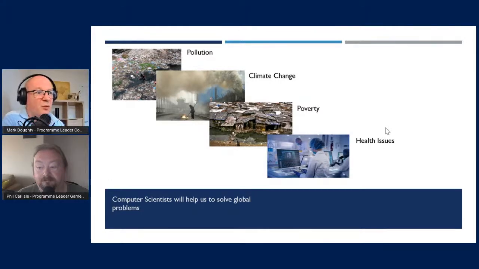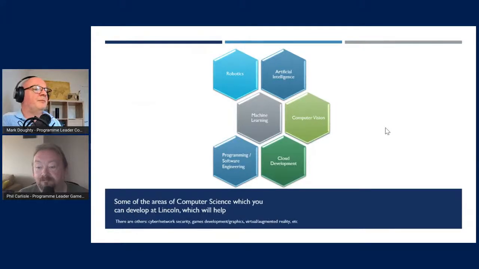There are many different ways that computer science can contribute, even in small ways, to solutions to these major problems. So the discipline of computer science is really useful to get to the heart of some of these issues. So what do we do at Lincoln that helps you to get involved and start to address some of these issues? So we do a number of different disciplines within computer science.